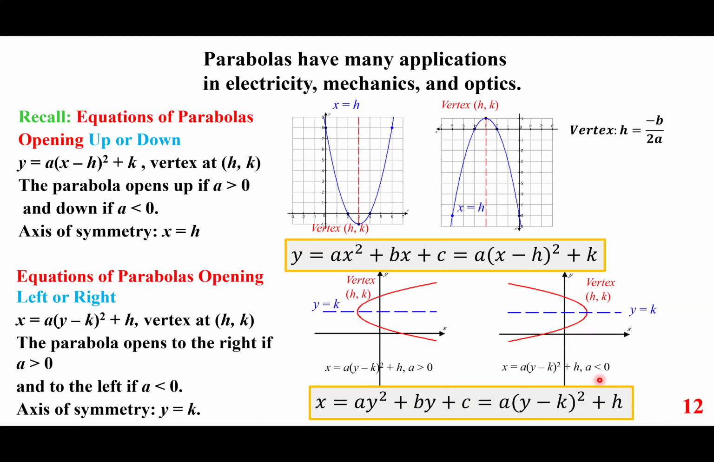And we can say x equals ay squared plus by plus c. Now, notice, when it opens up and down, it is quadratic with respect to x. When it opens sideways, it's quadratic with respect to y. When it opens up and down, y equals a times (x minus h) quantity squared plus k. When it opens sideways, x equals a times (y minus k) quantity squared plus h.